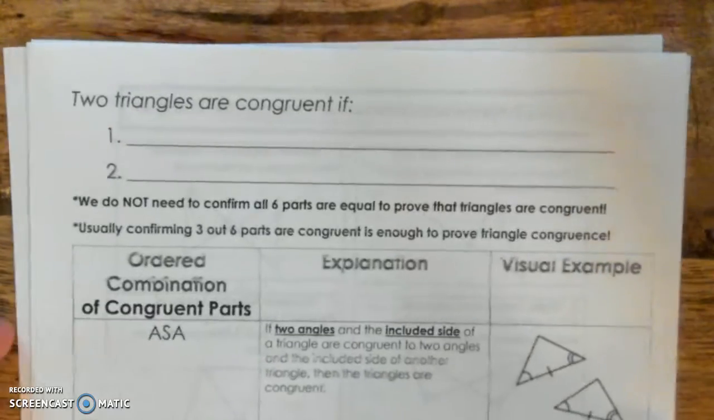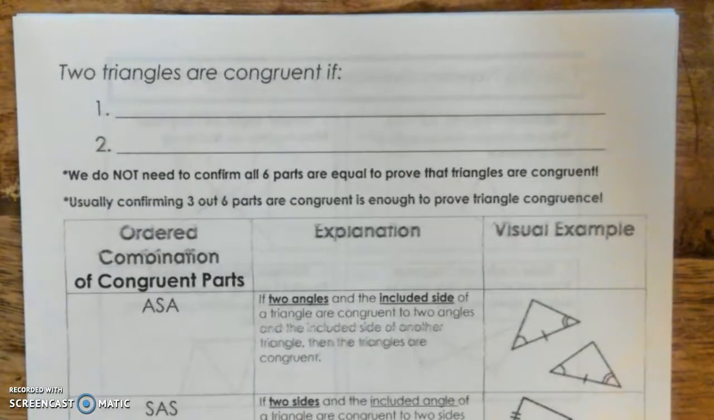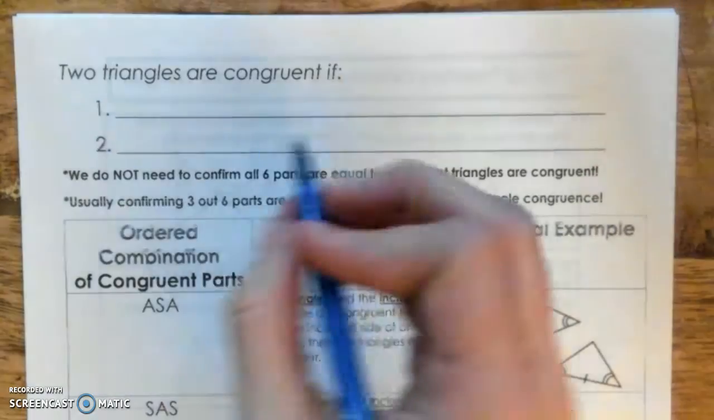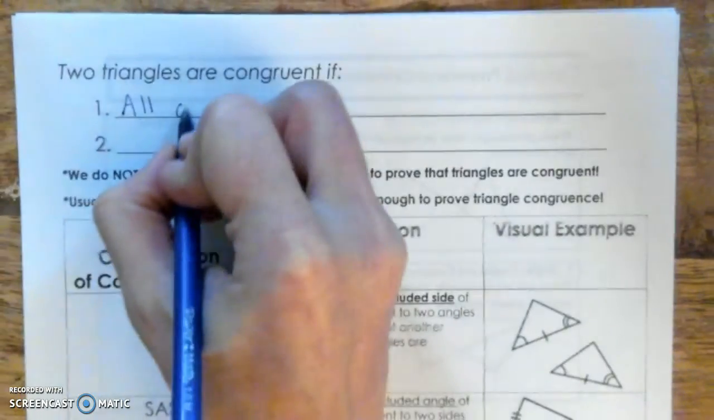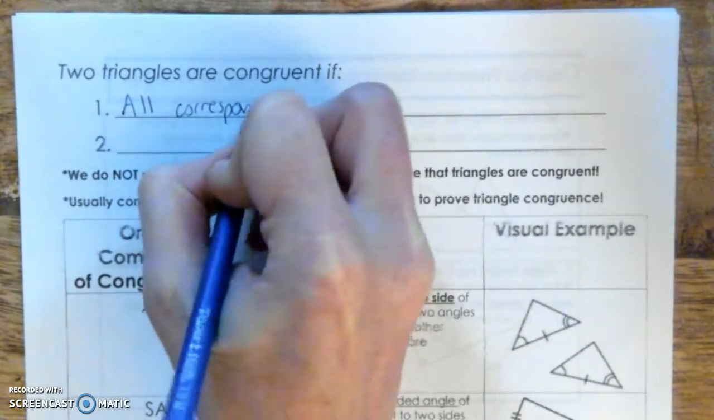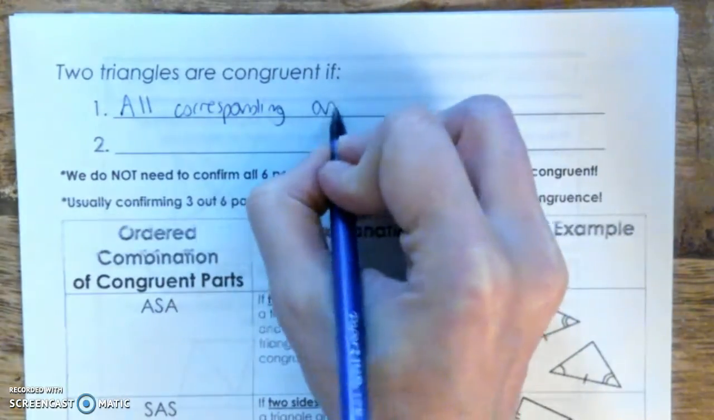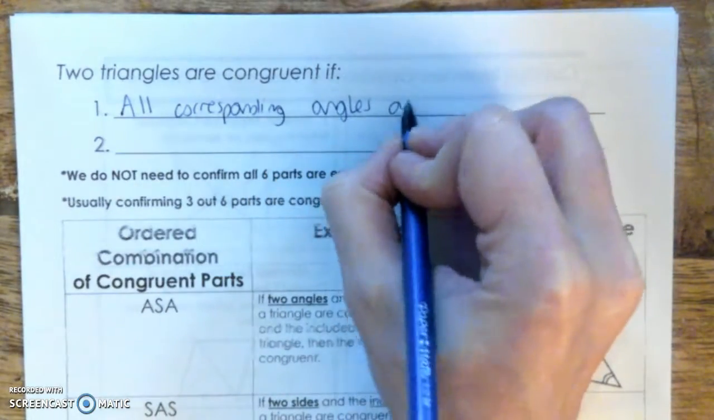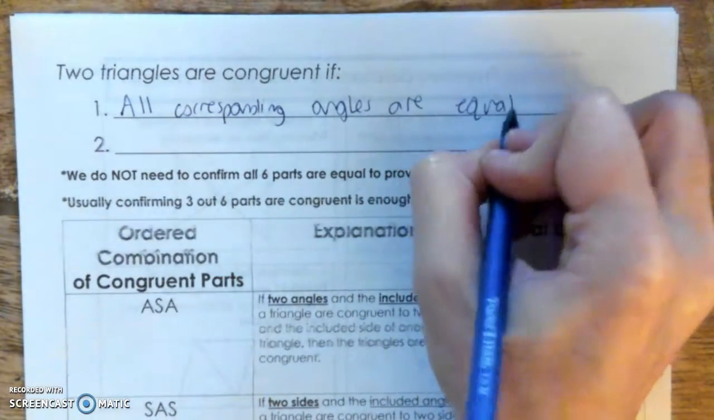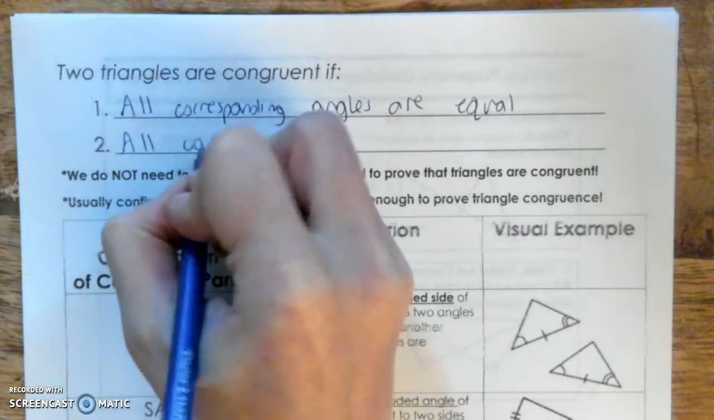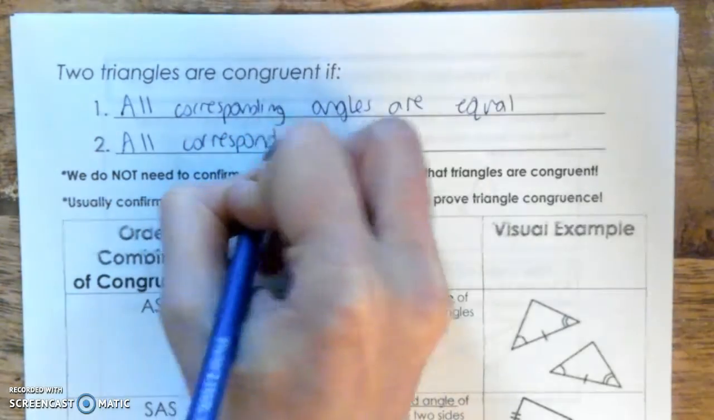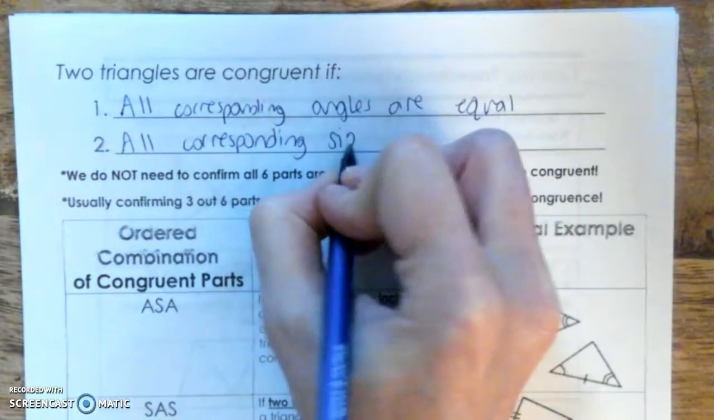All right, here is the actual bulk of our lesson. So we said if 2 triangles are congruent, we know 2 things. I reviewed it at the very beginning of the video. We know that all corresponding angles are equal, and all corresponding sides are equal.